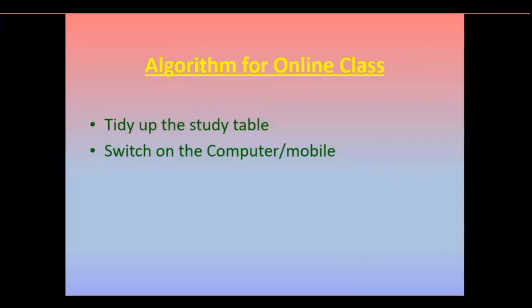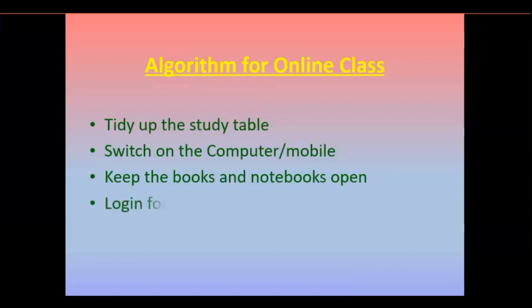Then the next step will be that you'll keep your books and notebooks on your table and keep them open, isn't it? You have to be ready with your books and notebooks for the class to start. Then you'll log in for the class, isn't it? So these are the 4 steps you'll be performing to attend your online class. So these 4 steps are called an algorithm. The procedure for doing any task, if you write it in steps in an order, those steps are called the algorithm for that process.